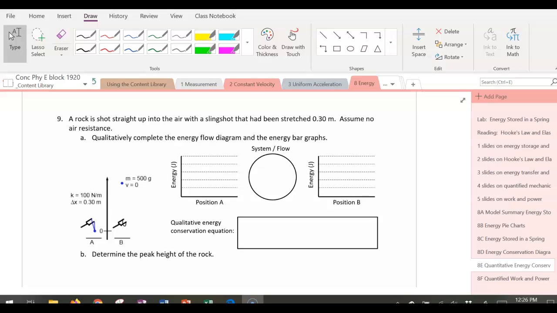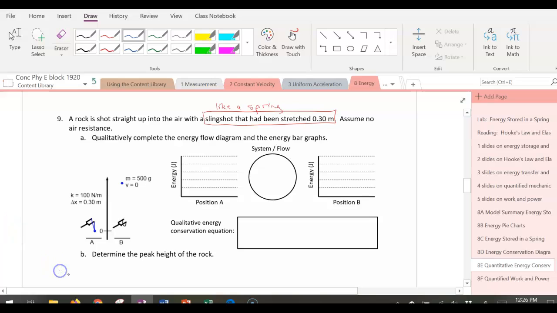So the situation is that we have a rock that's going to be shot up vertically in the air with a slingshot. It says the slingshot has been stretched 0.3 meters. So the slingshot here is like a spring. The stretchy part of it is able to deform and then go back to its original shape, so it can store elastic potential energy. And it says there is no air resistance.